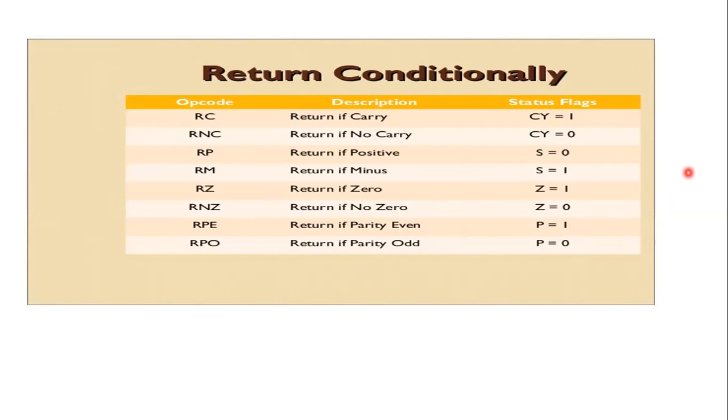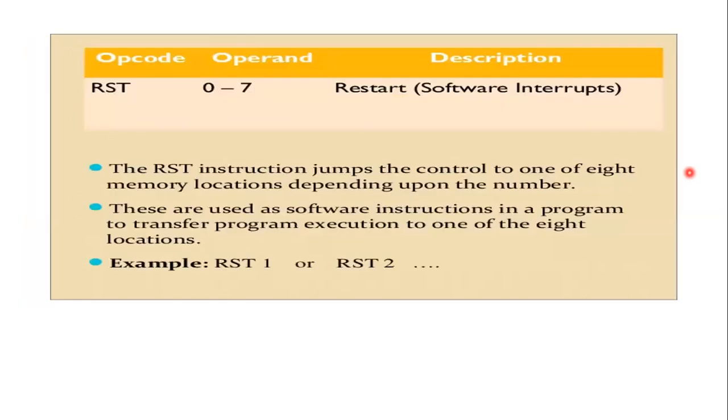The next, restart. This opcode is used for software interrupts. Here we use restart 0, 1, 2, 3, up to 7. The restart instruction jumps the control to one of the 8 memory locations depending upon the number. So these are used as software instructions in a program to transfer the program execution to one of the 8 locations. For example, RST1, RST2, up to RST7.